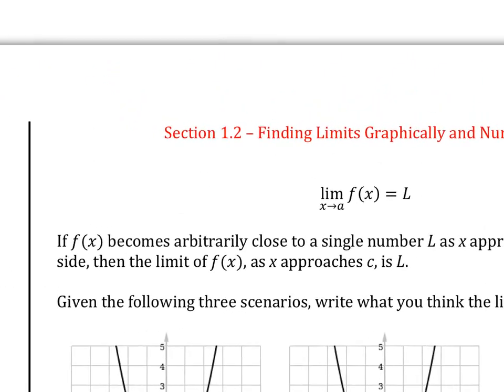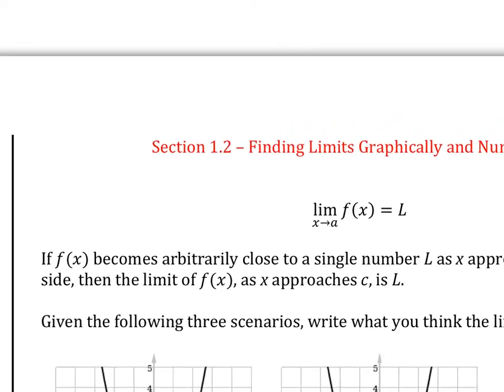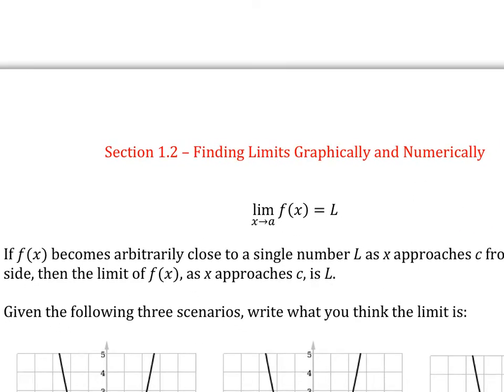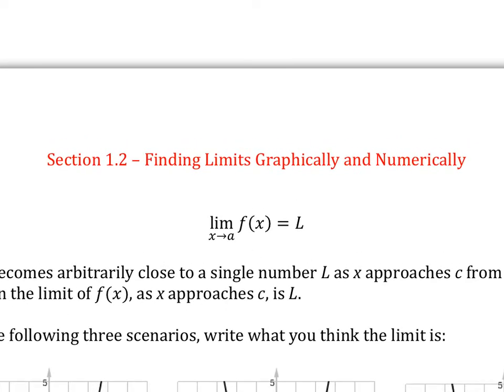So this is the definition. If f of x becomes arbitrarily close to a single number L as x approaches c from either side, then the limit of f of x as x approaches c is L. Are we writing that in notes? Or you can write the general idea of it.